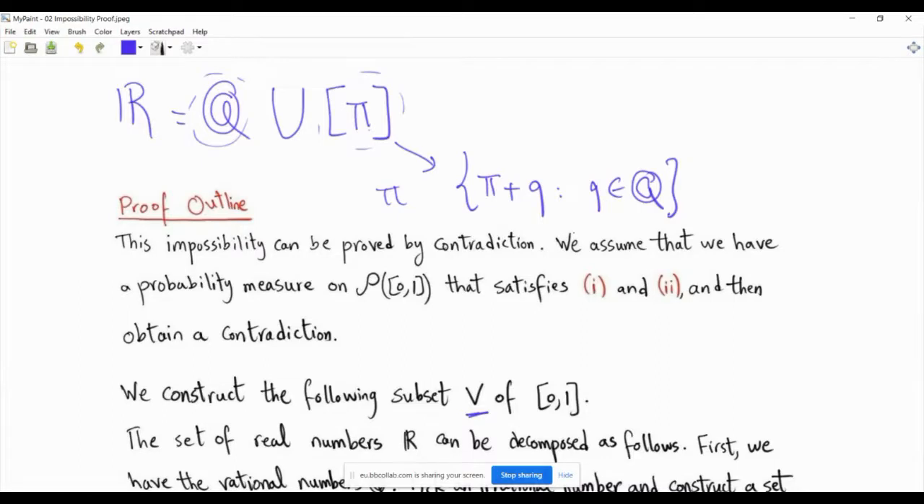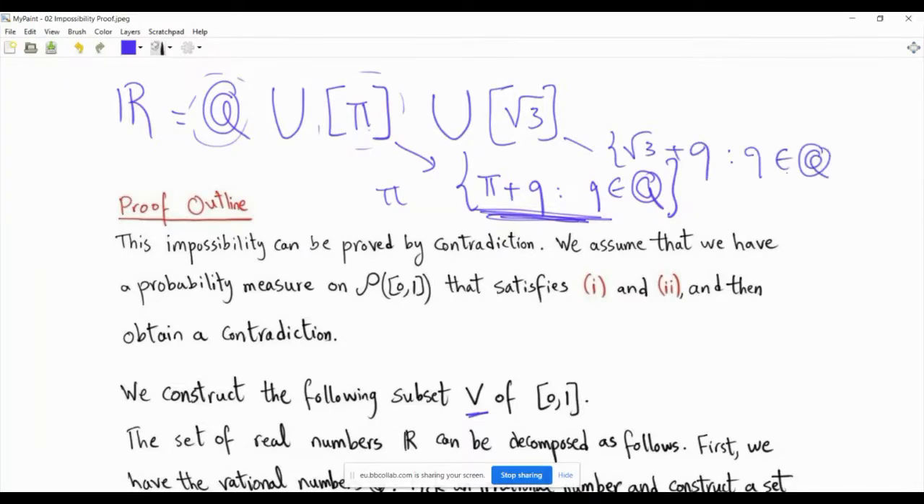So that's aleph-naught. Of course, these two sets together will not exhaust the set of real numbers, and so you choose another irrational number that is not living here, let's say square root 3, and you do the same. This is the set square root 3 to which you add every possible rational number, and then you continue doing this till you exhaust the set R.